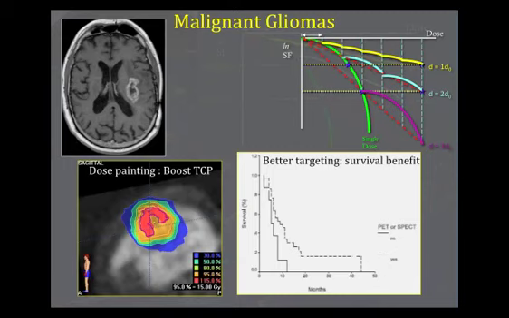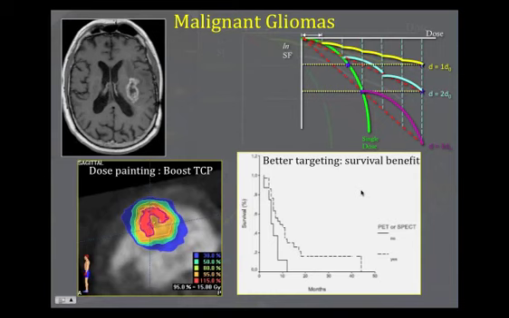Why? I think the main problem in the context of gliomas is that we have a very precise and fancy way to deliver radiation, but we don't know to where. We don't have a precise and objective delineation of the target. So you are precise, but to what? It's not contrast enhancing.